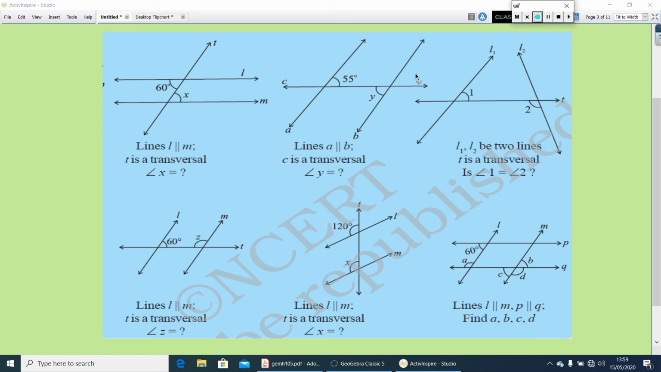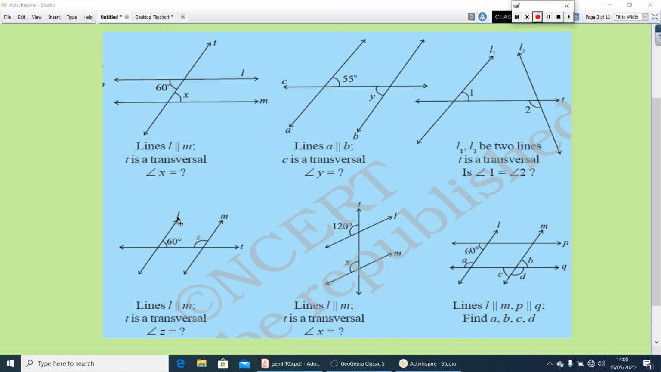Now in this figure you find out y. Now L1 and L2 are two lines. Are they parallel? No. Now the question is, T is the transversal. Is angle 1 equal to angle 2? Obviously it is not. You must write the reason why it is not equal: because lines are not parallel.